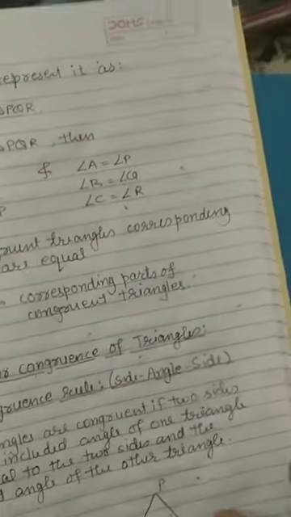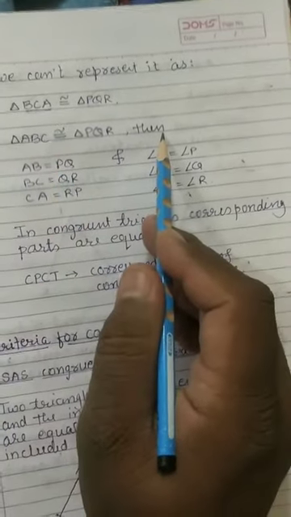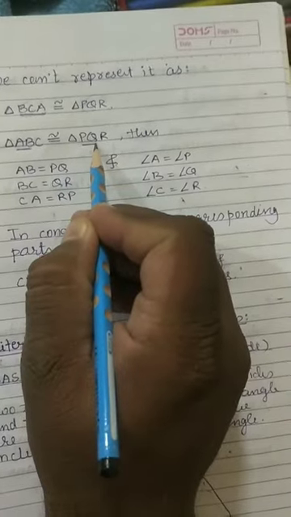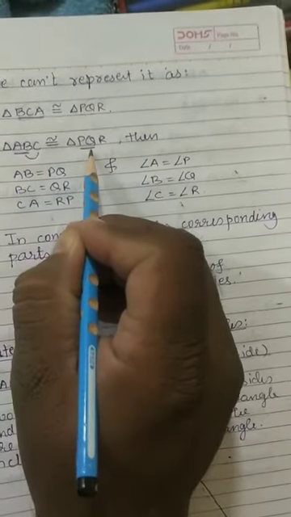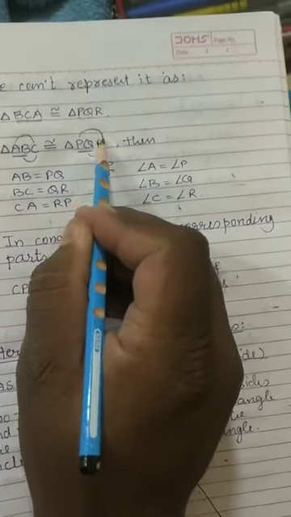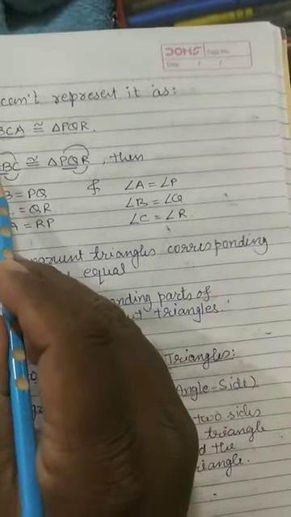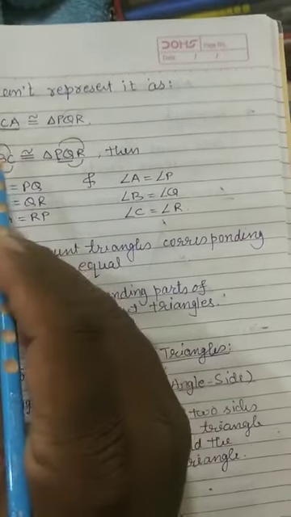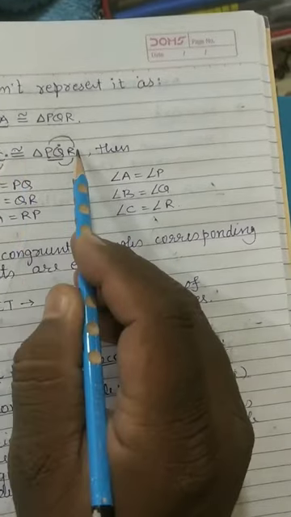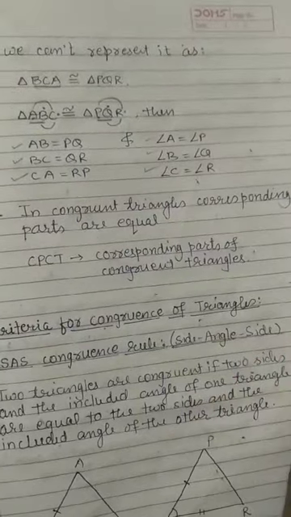Okay, see, so basically if any two triangles are congruent, then we can say side AB is equal to side PQ, side BC is equal to side QR, side AC is equal to side PR. It is written here. Similarly, angle A is equal to angle P, angle B is equal to angle Q and angle C is equal to angle R. You have to go point by point, right?